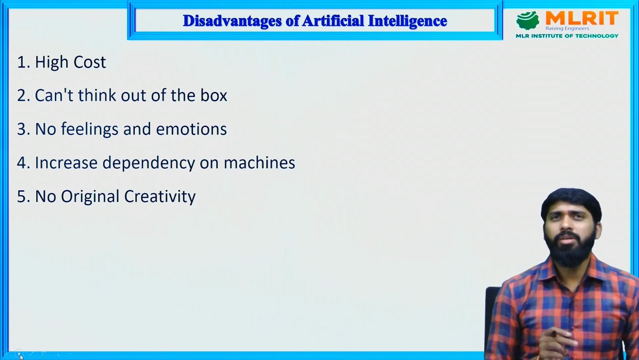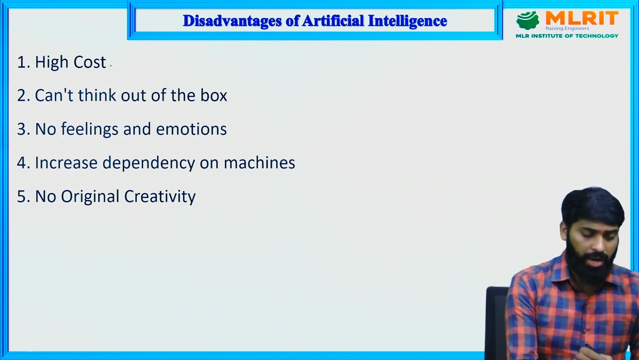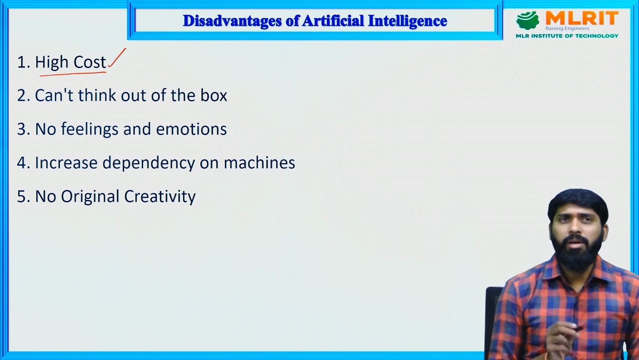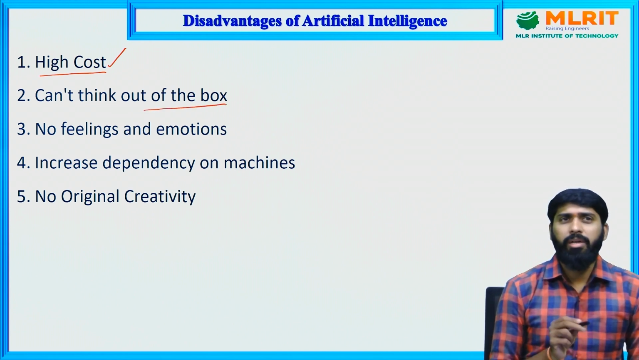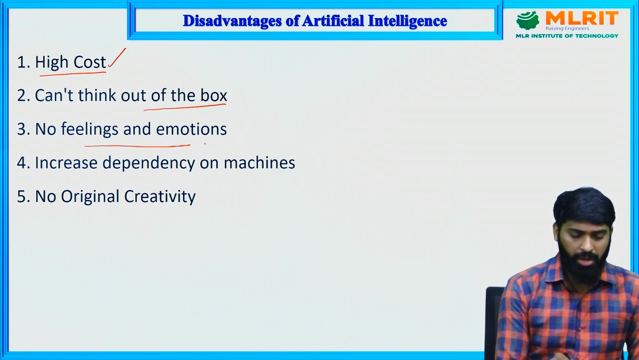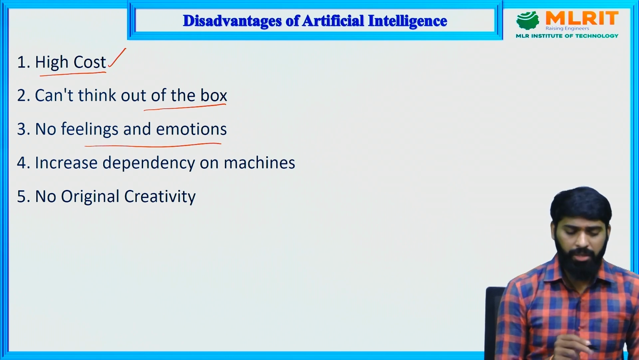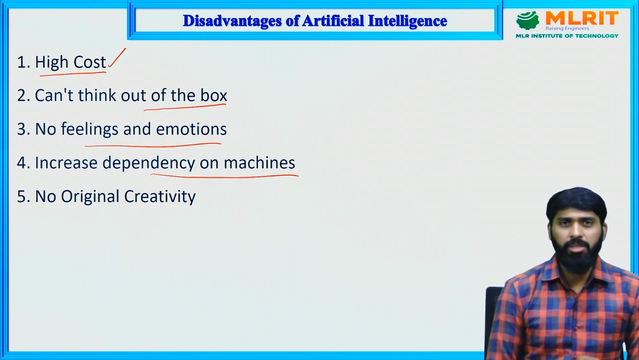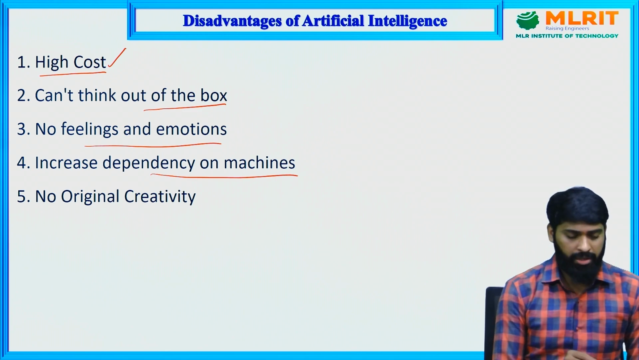So coming to disadvantages of artificial intelligence. The main disadvantage of artificial intelligence is high cost. And it cannot think out of the box. And it has no feelings and emotions. And another disadvantage of using AI models is increasing dependency on machines. And finally we say that there is no original creativity.